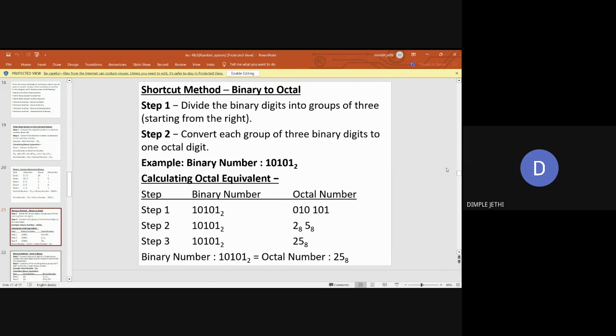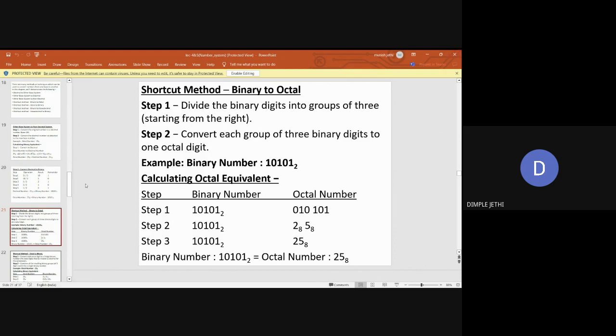One topic we have already done, that is how to convert fractional numbers. For those who joined late, I'm repeating that I have completed how to convert fractional numbers. Yesterday we were doing how to convert full integer numbers, without fractions. Now this is the second topic we are doing.